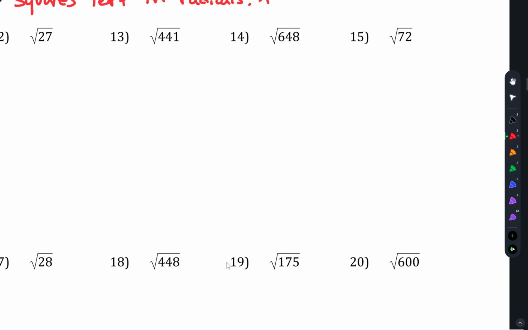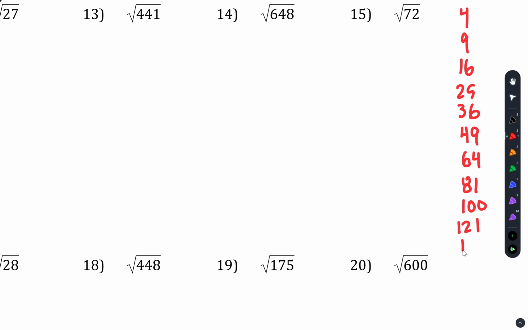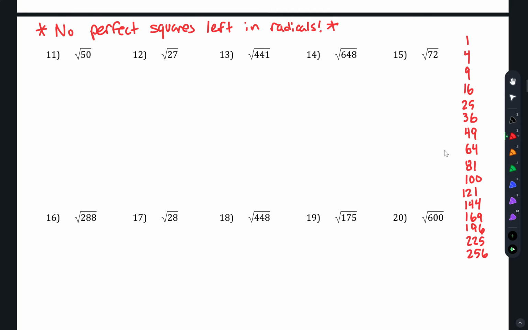Now, before I do these problems, what I recommend you do is I'm going to list all of my perfect squares from 1 to 256. So let's do that really quickly. I'm just going to rapid fire through these. Hopefully I don't miss one, because sometimes I do miss one. I got 2 more. Okay. Everybody listed them all out? It helps so I don't have to flip back and forth.